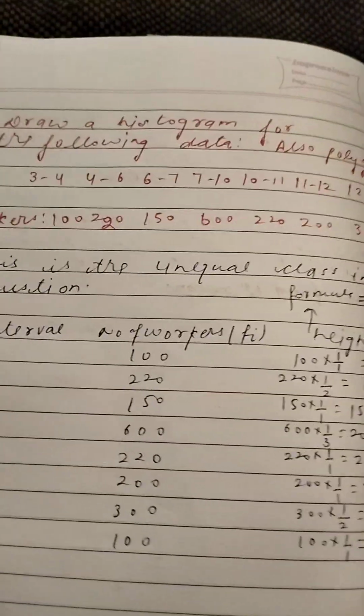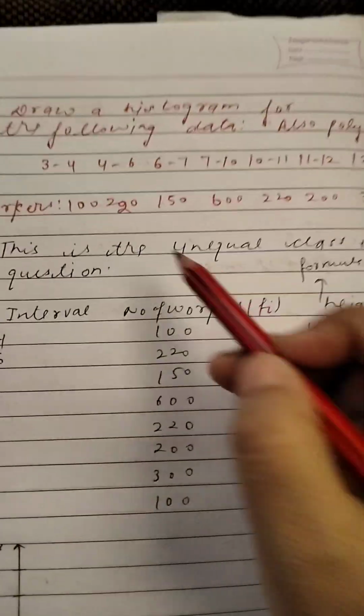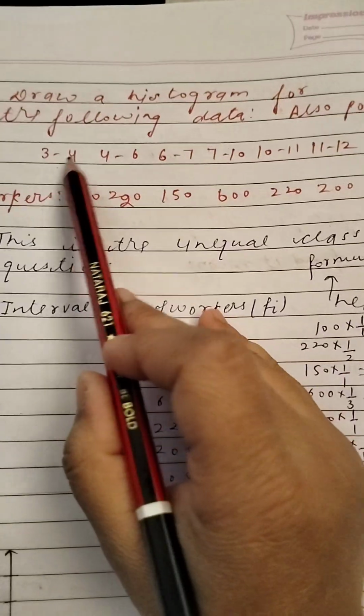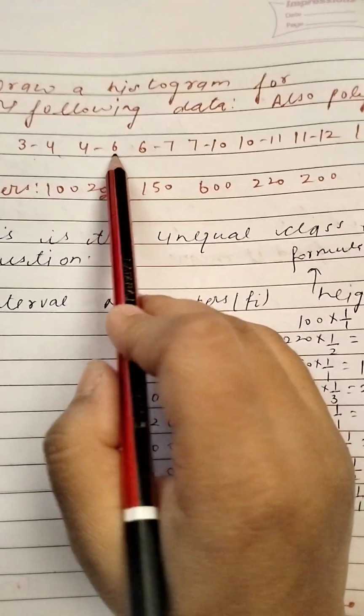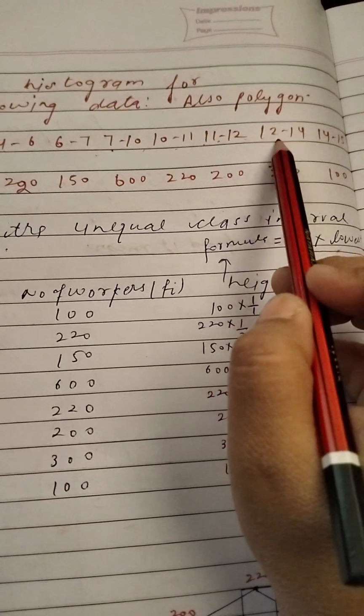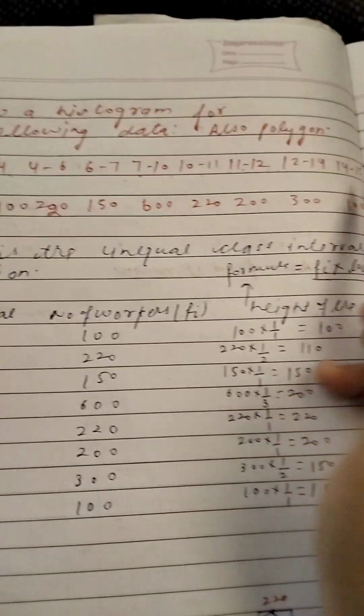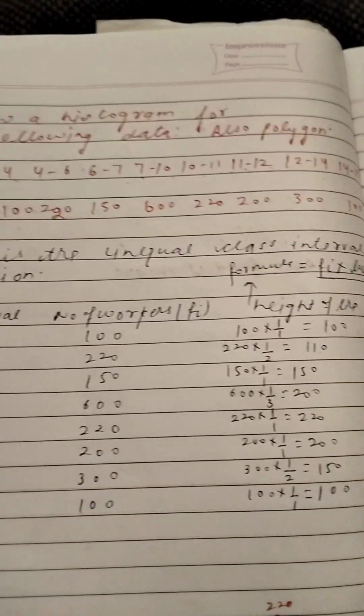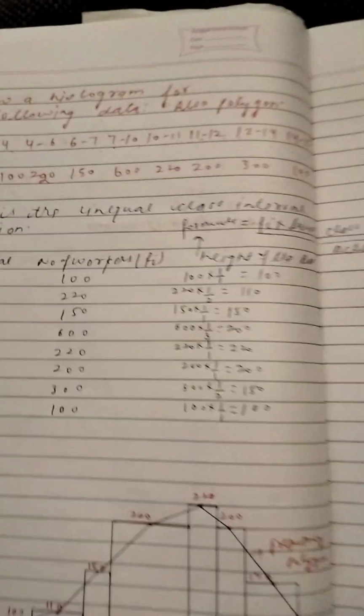See, now another question. Intervals: 3 to 4, 4 to 6, 6 to 7, 7 to 10, 10 to 11, 11 to 12, 12 to 14, 14 to 15. This is not continuous at all. Why? Because the difference of the intervals is not the same.